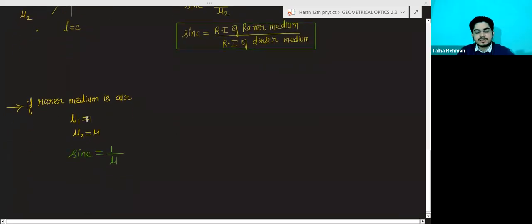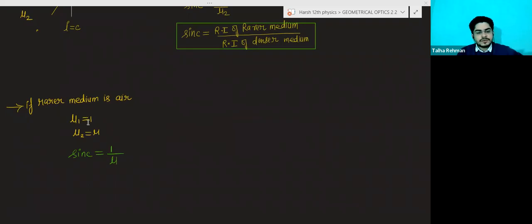If the rarer medium is air, the refractive index is 1 for the air, and the refractive index of the other medium is mu. So the critical angle will become 1 upon mu.